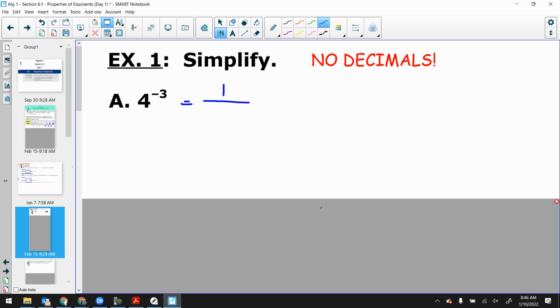1 over 4 to the positive third power. Write it like that. Because can you plug in variables into your calculator? No. You're going to need to know how to work with the property, and I'm just showing you how to do it with the numbers so that when you do have letters, it doesn't freak you out. So this is like saying 1 over 4 to the positive third power, which, 4 to the third power is 64.